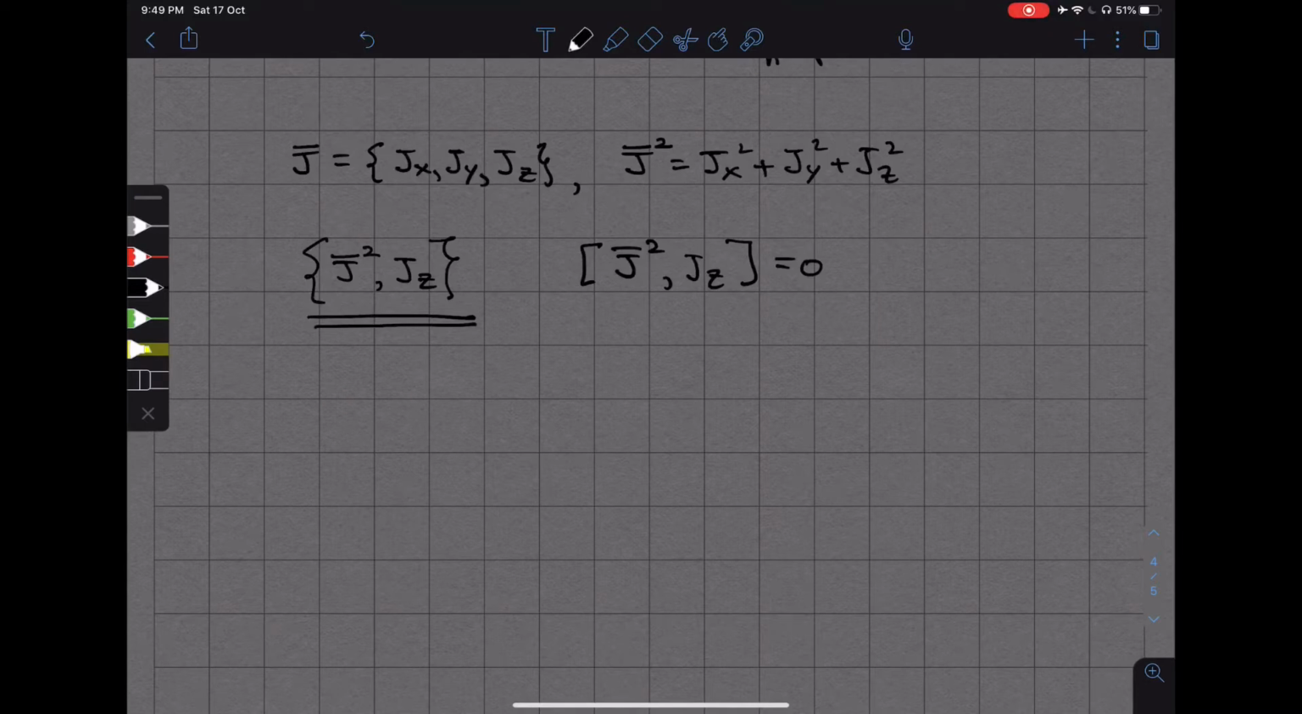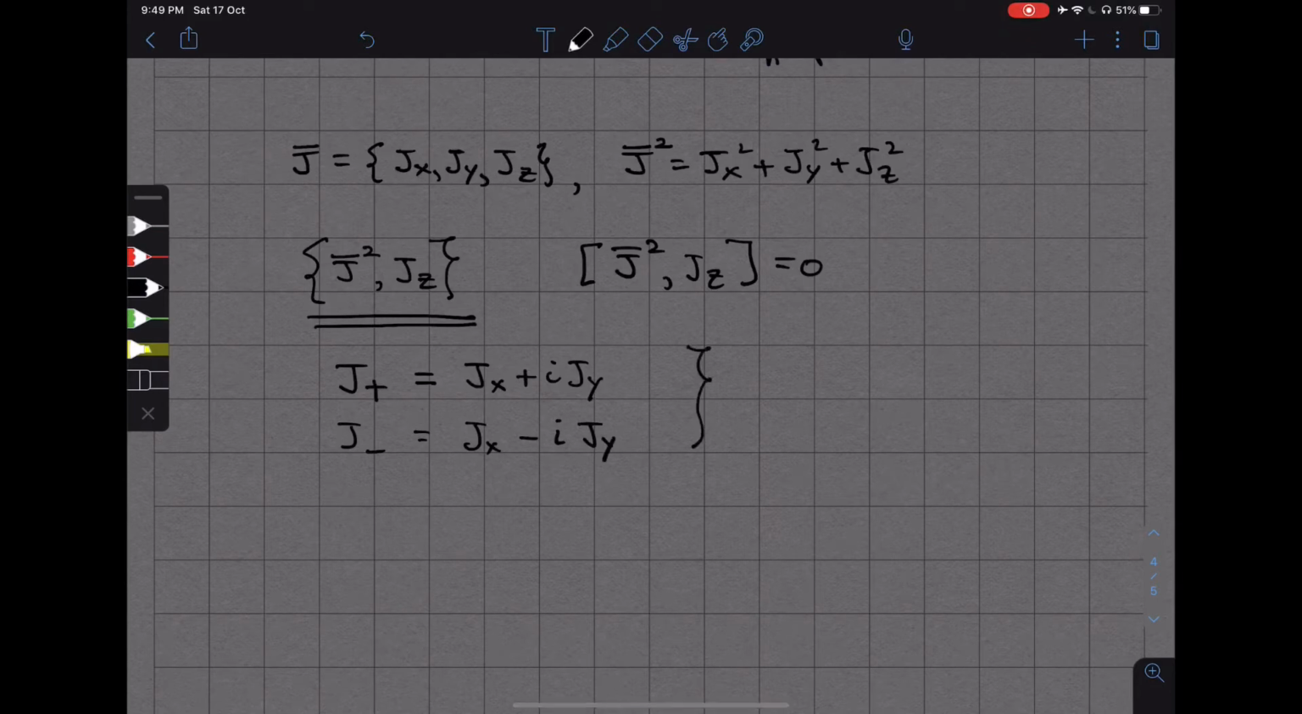So before we do that, let's introduce some non-Hermitian operators called J plus and J minus. So J plus is, say, Jx plus I times Jy, and J minus is Jx minus I times Jy.